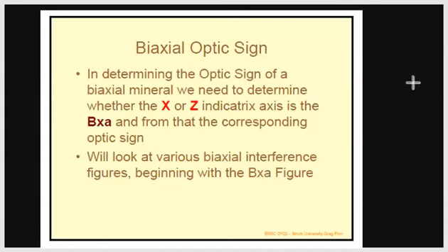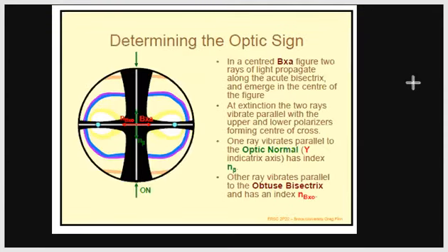So to identify the optic sign of a biaxial mineral, we need to determine whether X or Z axis is the BXA, and from that the corresponding optic sign can be identified. We'll look at the various biaxial interference figures, beginning with the acute bisectrix figure. Look at this. This is the acute bisectrix figure. In a centered acute bisectrix figure, 2 rays of light propagate along the acute bisectrix and emerge in the center of the figure. So you can see that these are the melatopes and this is the optic axial plane.